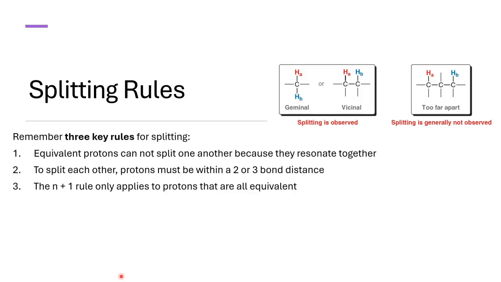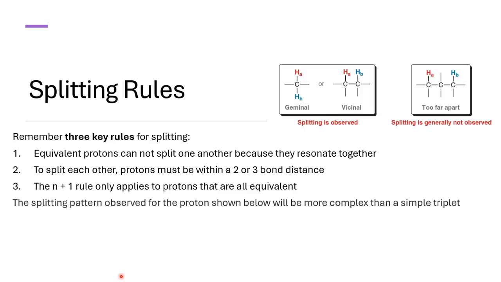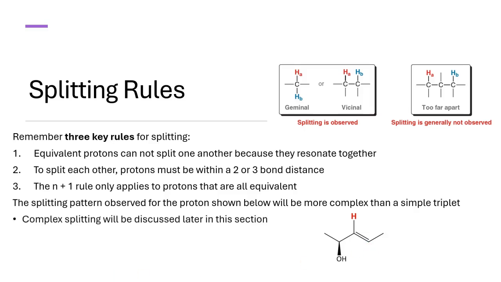3. The n plus 1 rule only applies to protons that are all equivalent. The splitting pattern observed for the proton shown below will be more complex than a simple triplet. So for this proton here, even though there is a hydrogen here and a hydrogen here, 2 of them, because those 2 protons are not chemically equivalent, we're going to have complex splitting. It will not be n plus 1 or a triplet. Complex splitting will be discussed later in this section.